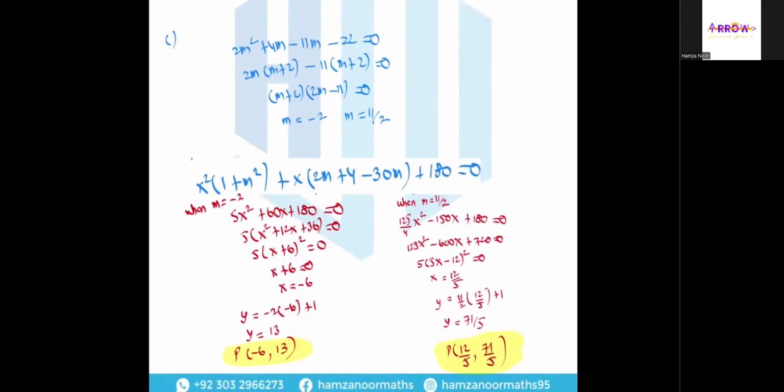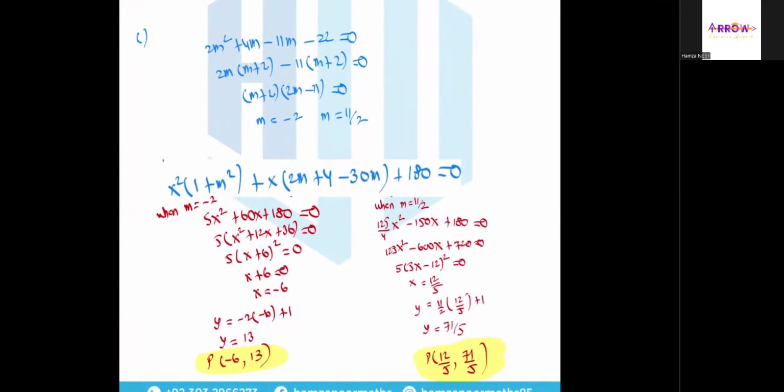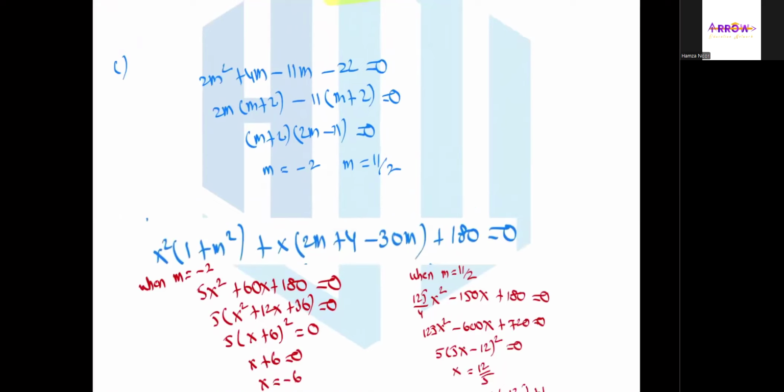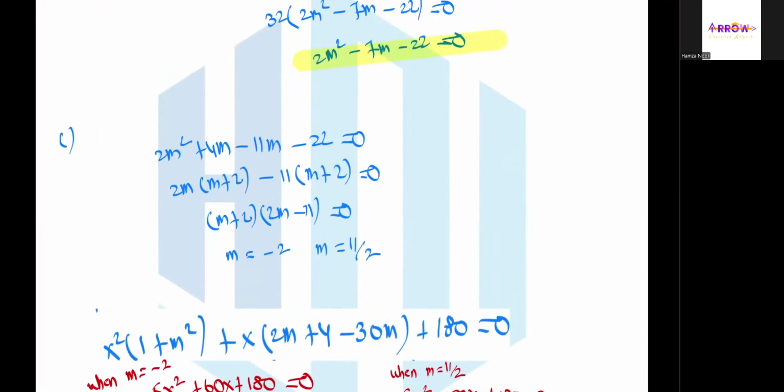All right, so for that purpose I have attempted this part C over here. So 2m square plus 4m minus 11m minus 22 is equal to 0. I have shown some steps for factorization. Alternatively, you can put this equation in your equation function of the calculator and get the values of m, but you need to write a factorized form like this: m plus 2 multiplied by 2m minus 11 is equal to 0. So one value of m is minus 2 and the other one is 11 over 2.